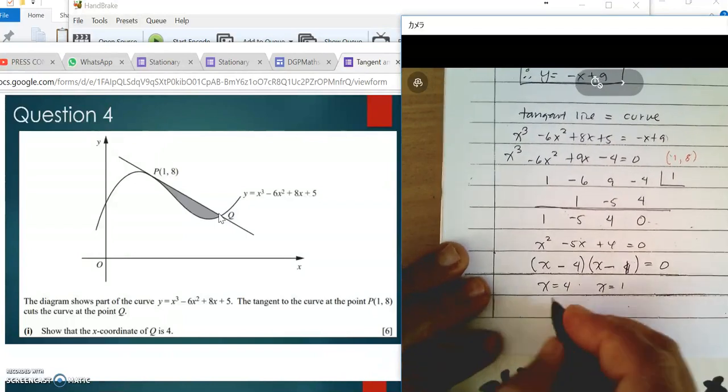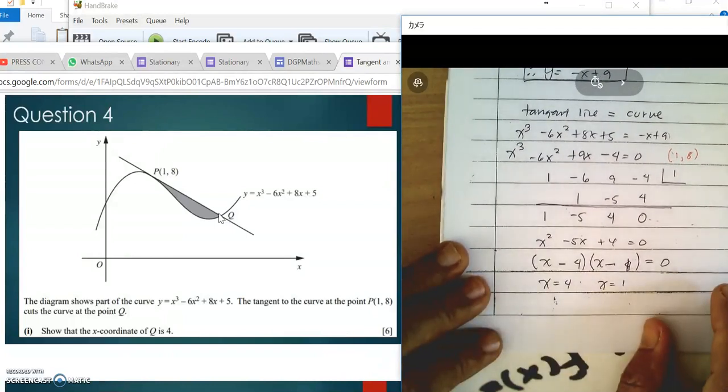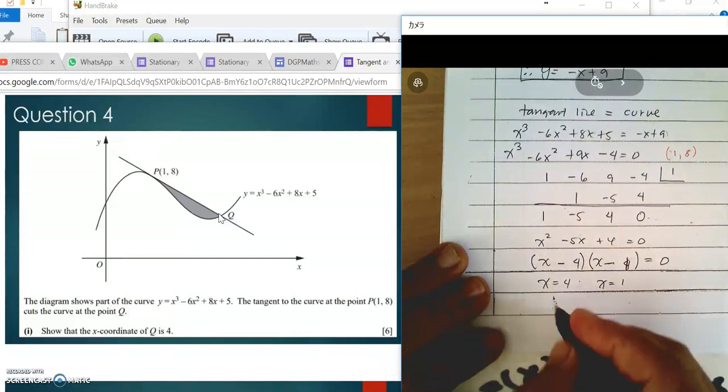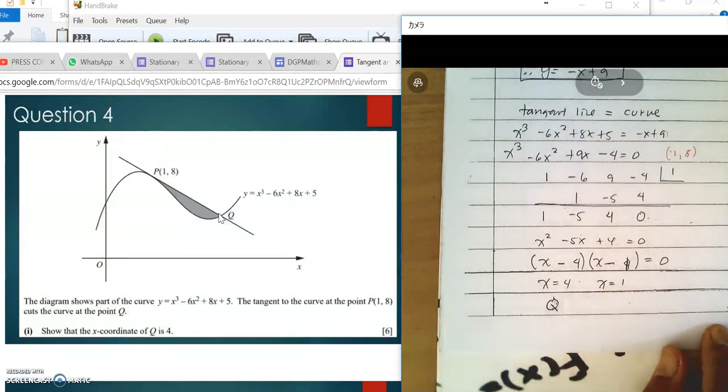So therefore, it has been shown, because in the question we're just being asked to show that the x-coordinate is equal to 4. So this is the x-coordinate of your point Q on the cubic. So that's it. Thank you very much.